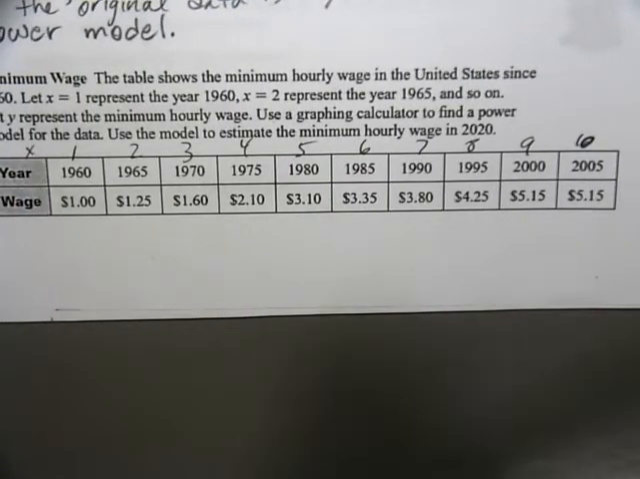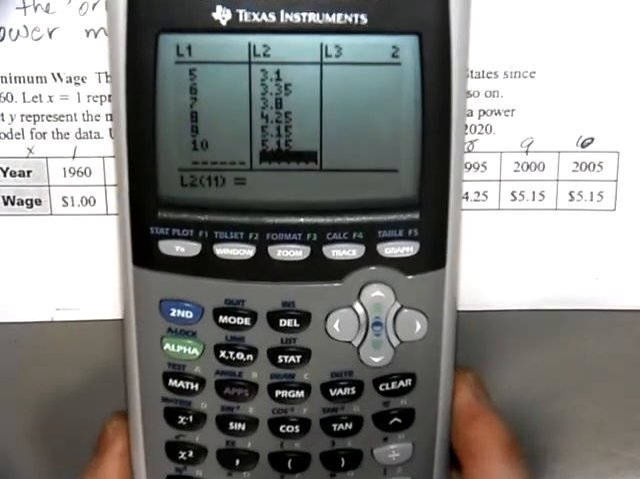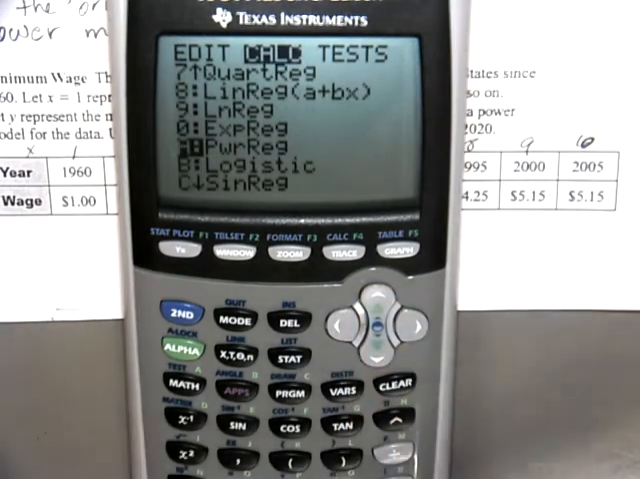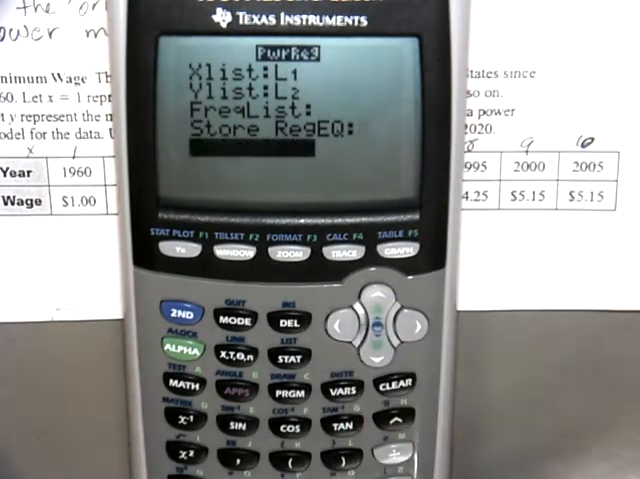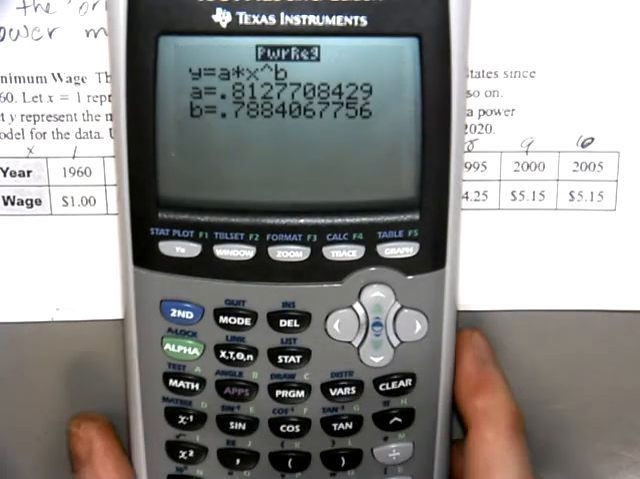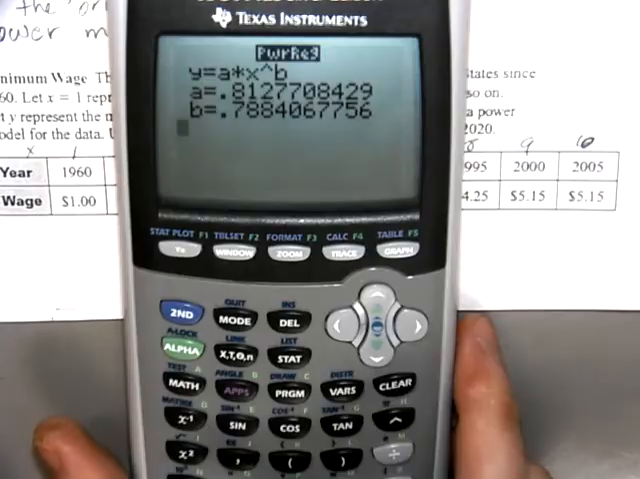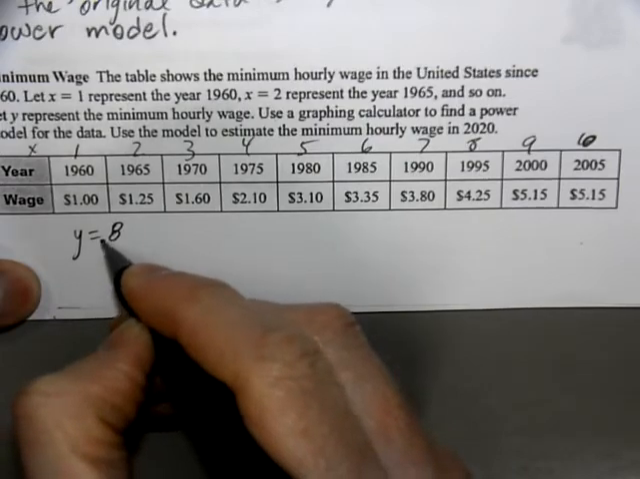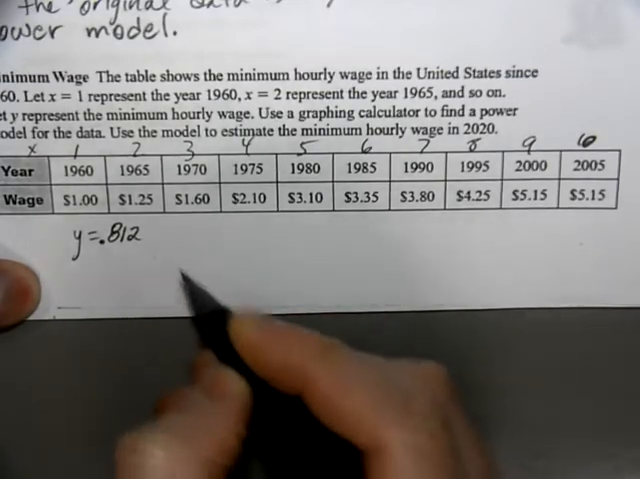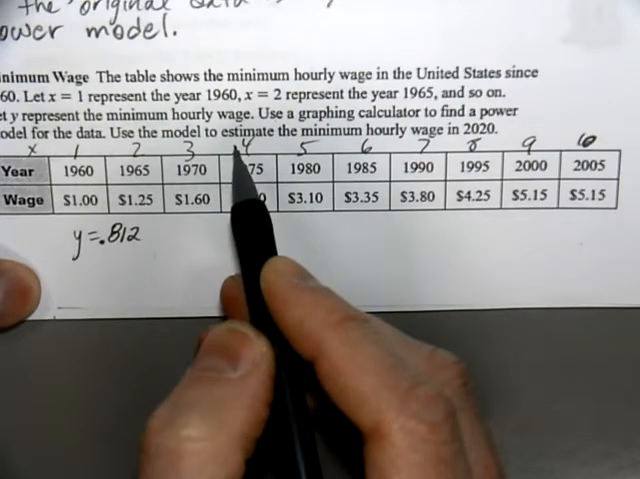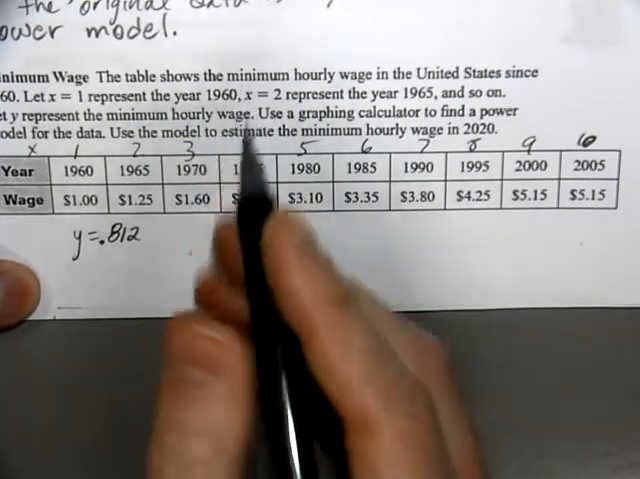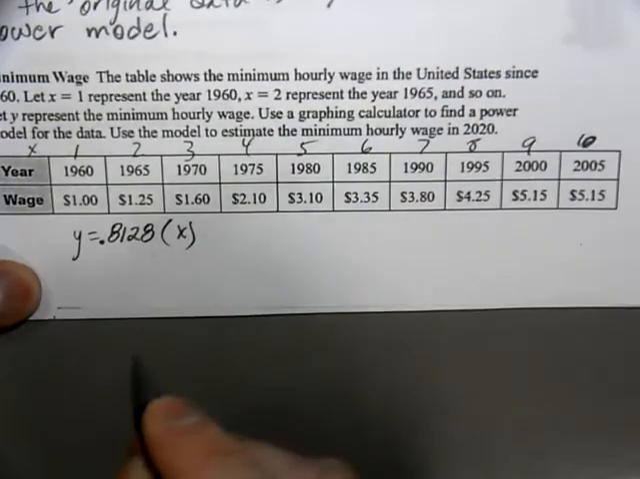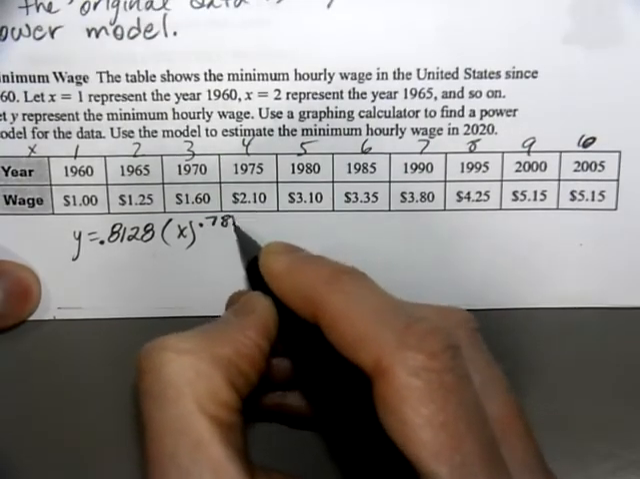A lot, actually. So, to find out the power model, we take our data, we go to Stat, over to Calc, down to the letter A for power regression, down to Calculate, and that gives us our equation that we're going to use, which is y equals 0.8122, nothing says what to round it to, so four numbers is fabulous. More numbers, the better. X to the power of 0.7884.